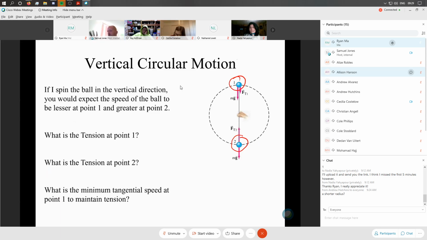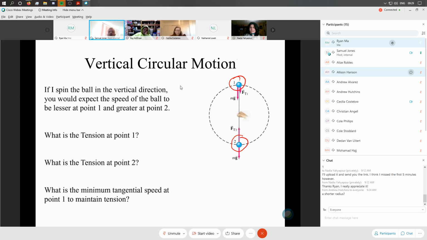Again, I'm going through the conceptual part of this before we throw the equations at it. If you were doing this, where would you expect the string to break? If you were to spin it too fast, where would you actually expect it to break? At the bottom, because that's when it's experiencing the greatest stress.